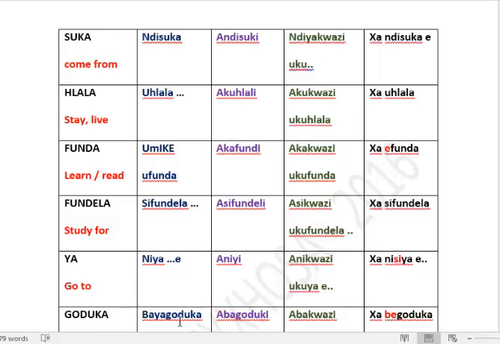Goduka, baya goduka, they are going home. Abagoduki, they are not going home. Abakwazi ukugoduka, they cannot go home. Xa begoduka, when they go home. So where we used ba there, with xa we used be. Where we used u there, with xa we use e.